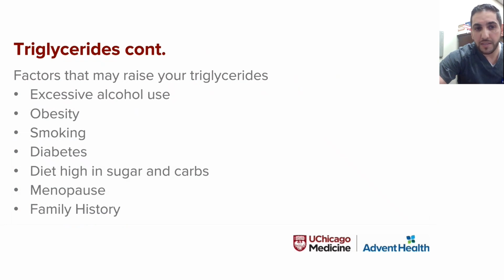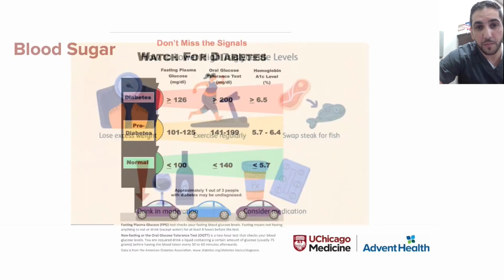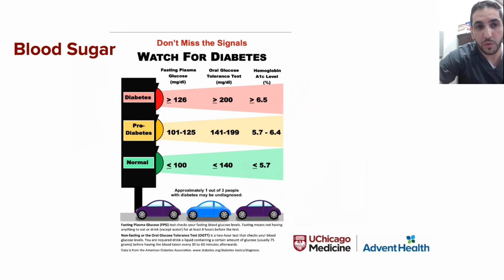Remember, alcohol, obesity, smoking, diabetes, because of a diet high in sugar again and carbs, menopause and family history, all these factors will raise your triglycerides. Very nice slide. What you do, you should lose weight, exercise, switch to fish from the red meat, basically. Then alcohol, you have to keep in moderation. And definitely you need to consider medication, especially if you hit 500. So remember, 500 is a high number that you maybe need medication, so you have to talk to your doctor about it. Then the next one is the blood sugar.